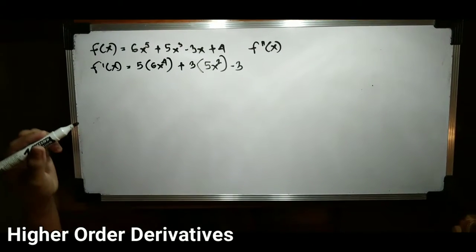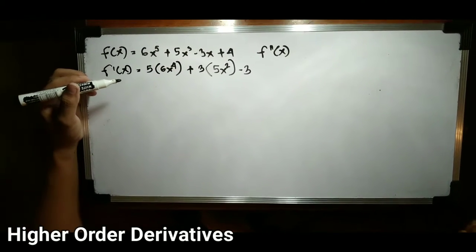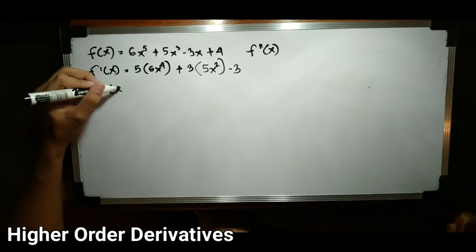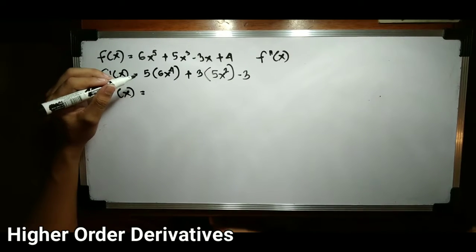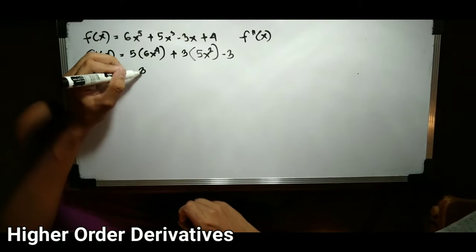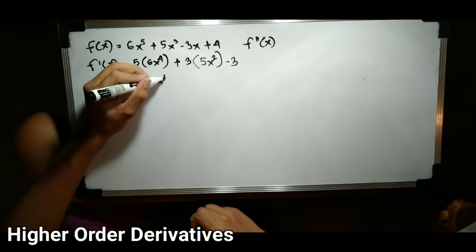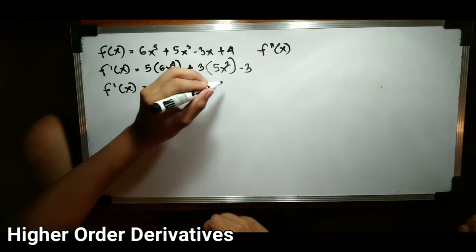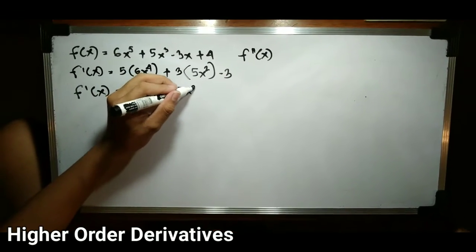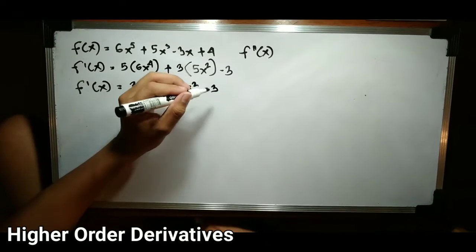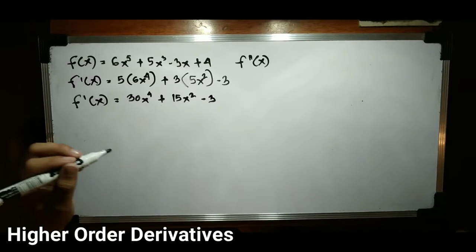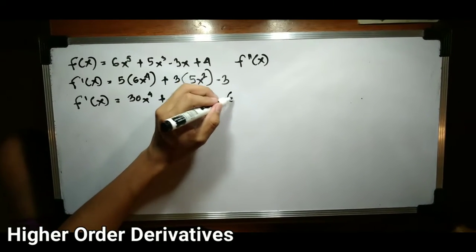So now this will be multiplied. So let's multiply 5 times 6x raised to 4 will become 30x raised to 4, plus 3 times 5x squared will become 15x squared, minus 3. So this is now our first derivative.